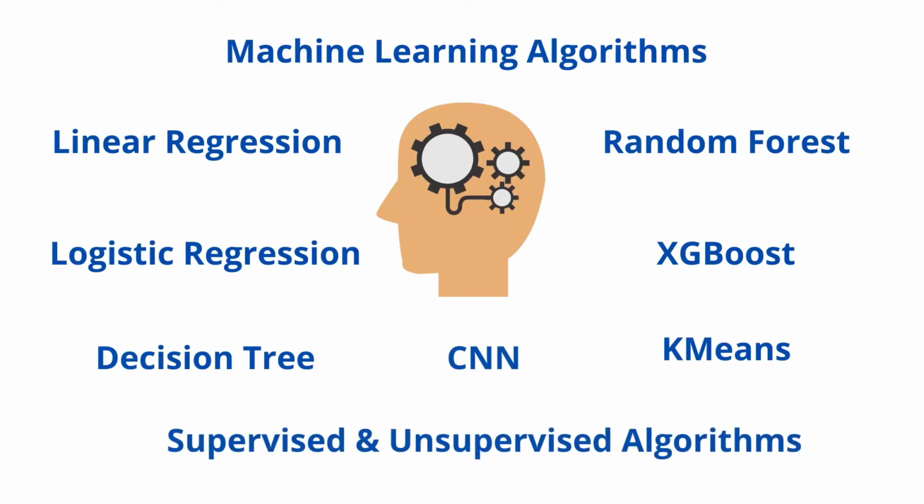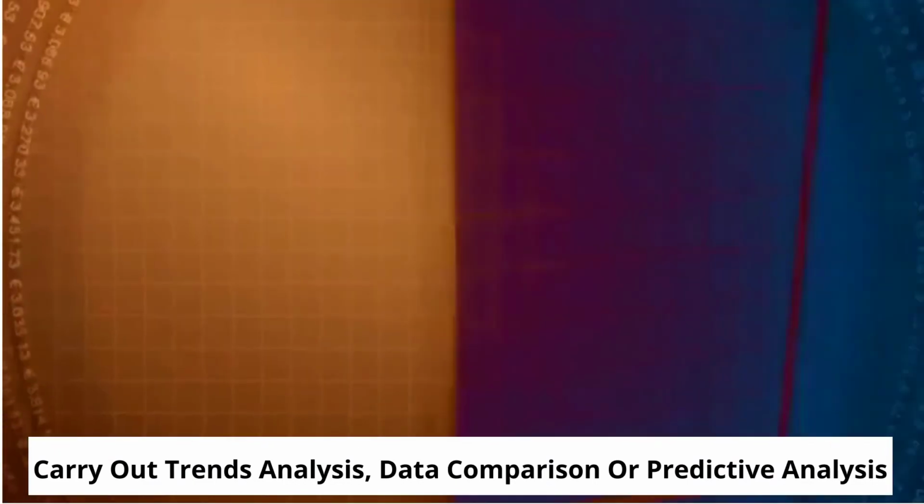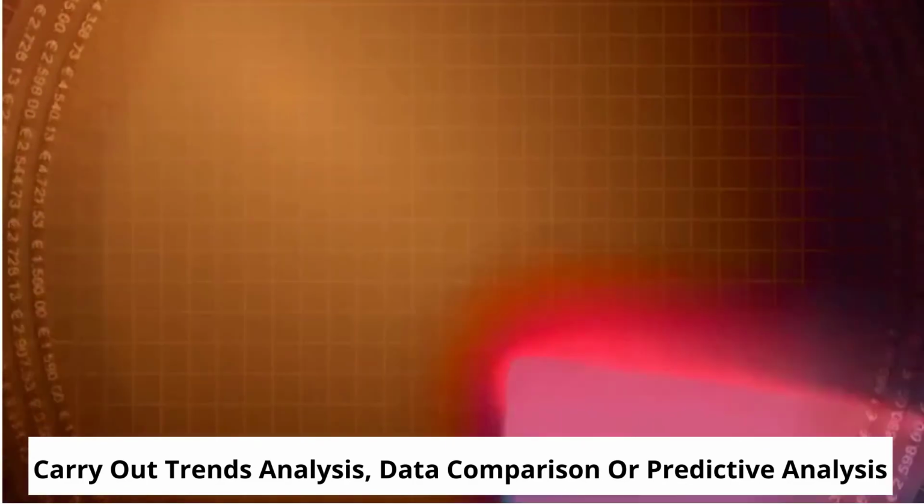You can apply machine learning algorithms such as supervised and unsupervised algorithms. Some popular algorithms that can be used off the shelf are linear regression, logistic regression, decision tree, random forest, XGBoost, K-means, CNN etc. Carry out trend analysis with the past data, compare data related to various features or apply machine learning algorithms for predictive analysis.